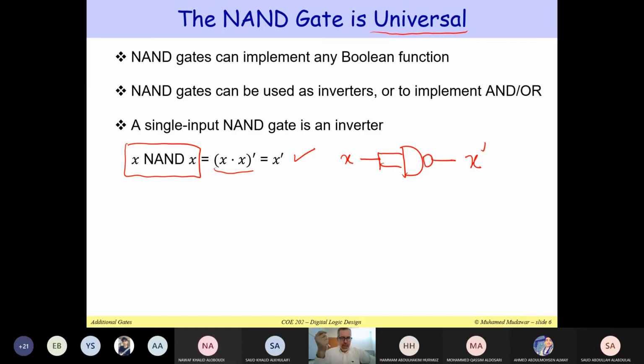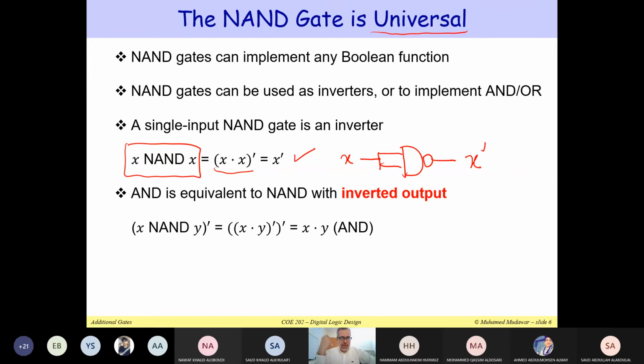So this is why we can use the NAND to implement NOT. We can also use a NAND gate with inverted output to implement AND. For example, this is a NAND gate and this is an inverter.